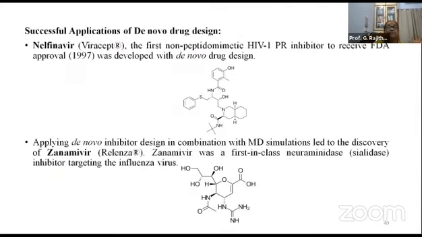Do you know what de novo drug design is? So a successful application under this approach is nelfinavir, the first non-peptidomimetic HIV-1 PR inhibitor to receive FDA approval. Applying de novo inhibitor design in combination with MD simulations led to the discovery of zanamivir, the first new class of neuraminidase inhibitor targeting influenza. Vir means antiviral. Anyway, you are all aware.